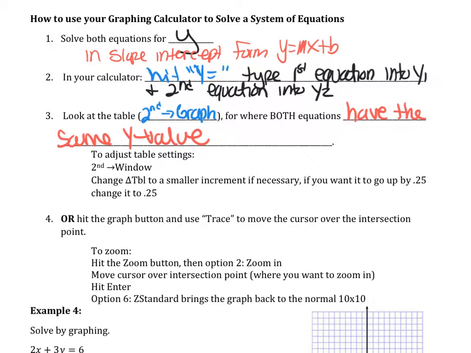Now, sometimes our solution might not be a nice whole number, like that one, and our table likes to just go by -1, 0, 1, 2, 3, goes up by 1s. So underneath here, I give you some hints on how you can adjust the table settings so that you can make the increments smaller so you would be able to see smaller increments. So if you hit the second button and then window, which is the button right next to y equals, everybody together, second window, that'll take you to table setup.